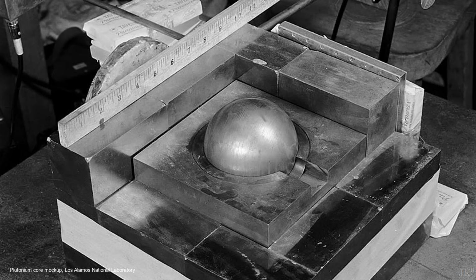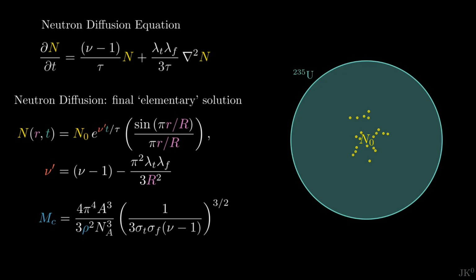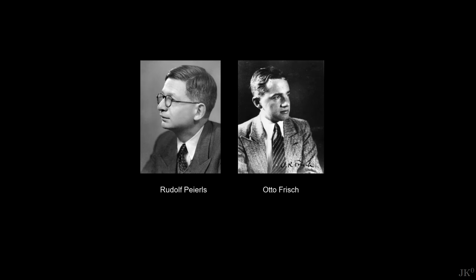Another comment is that I have not included neutron reflectors, which can help to reduce the critical mass even more. What we have calculated here is the so-called critical mass of a bare sphere. So there you have it. We have derived and solved the neutron diffusion equation and calculated the critical mass for a spherical bomb. This is exactly what Rudolf Peierls and Otto Frisch did in 1940.